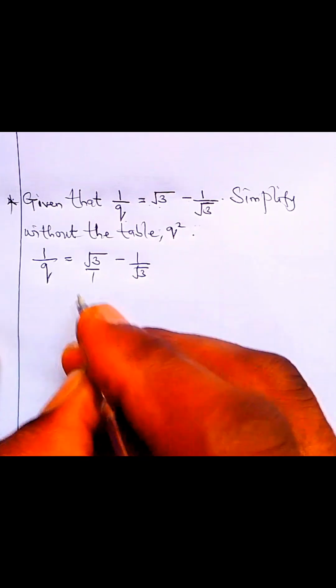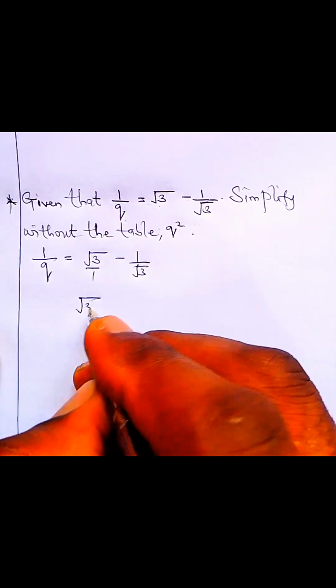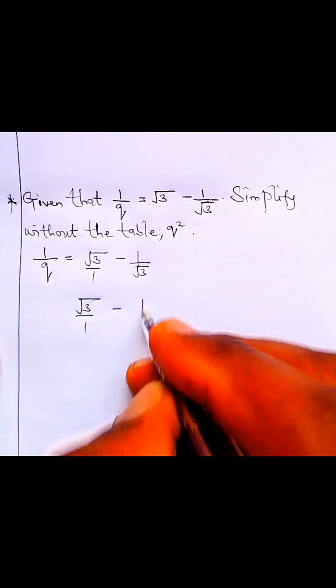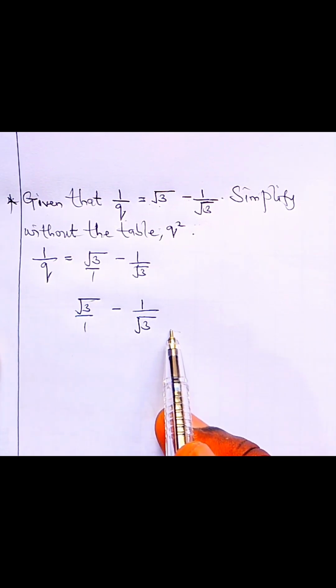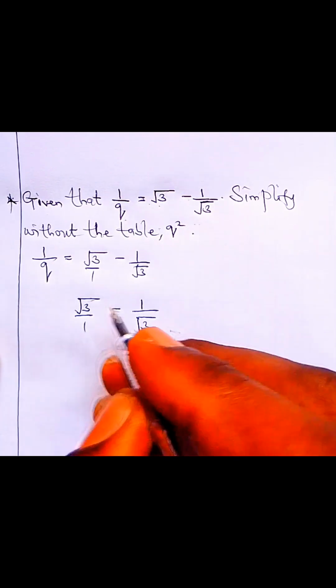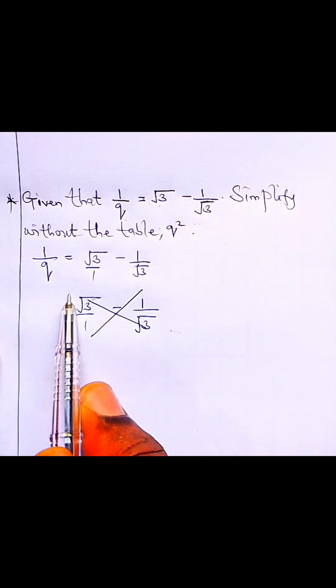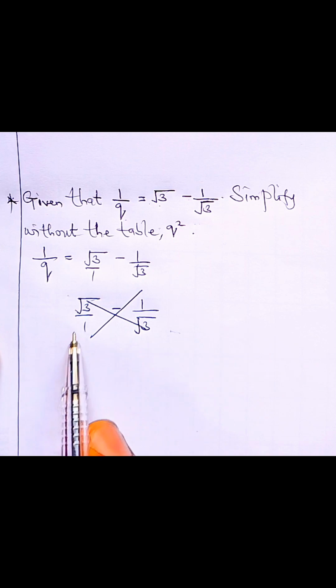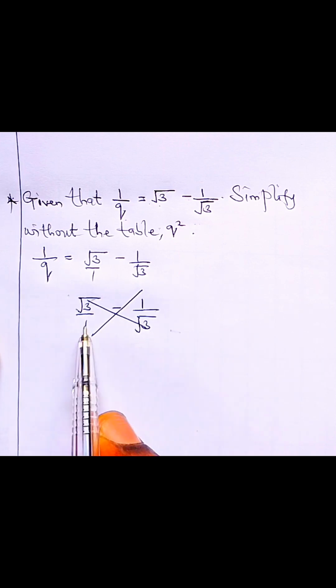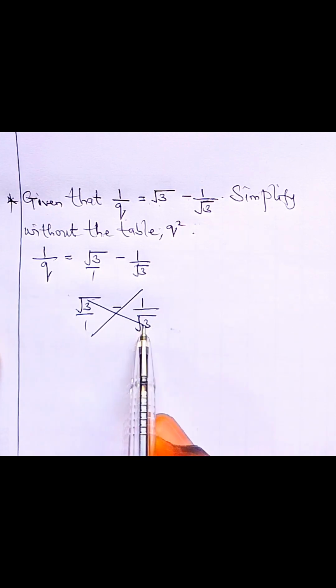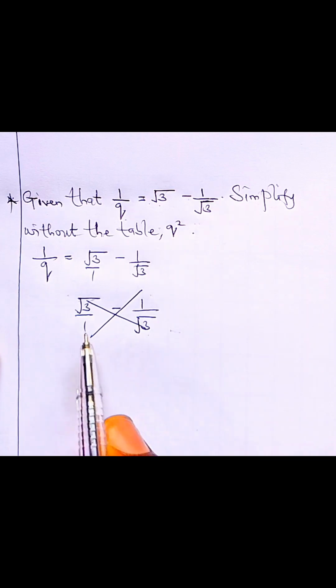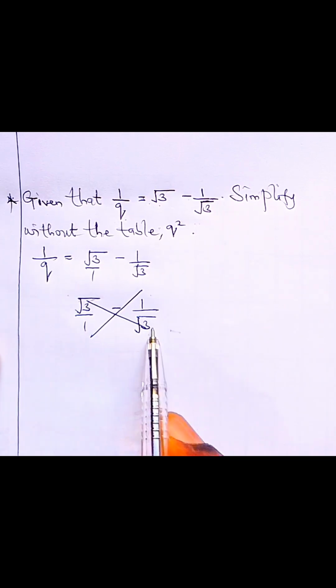So what are we going to do next? Since this is root 3 minus 1 over root 3, we can cross multiply like this, or we look for the LCM. So let's cross multiply. Each time you cross multiply, after you're done multiplying this and this, you have to multiply the denominators. So this multiplies this, then the denominators must multiply each other. That's how we go about it.